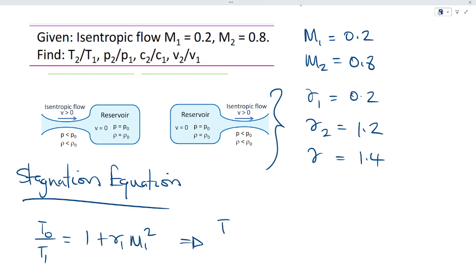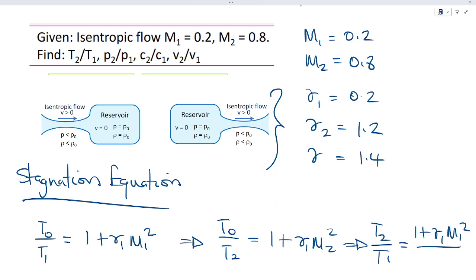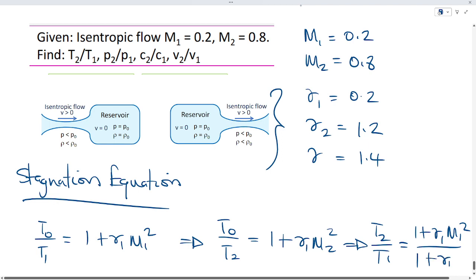And this will become T naught over T2 equals 1 plus gamma 1 M2 squared, which eventually becomes T2 over T1 equals 1 plus gamma 1 M1 squared over 1 plus gamma 1 M2 squared.